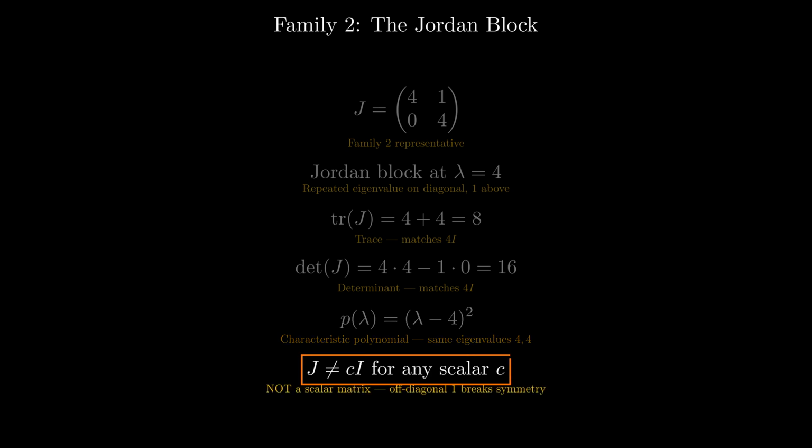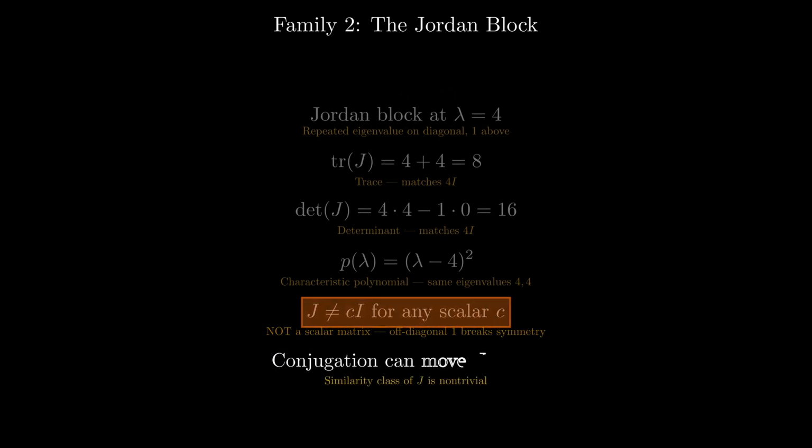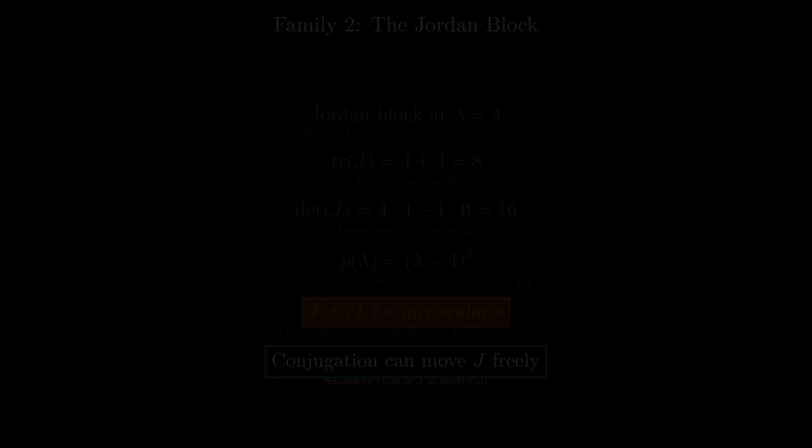But here is the crucial difference. J is not a scalar multiple of the identity. That off-diagonal one breaks the symmetry, and it means the proof we just did for 4I doesn't apply. Conjugation can move J freely, producing a whole family of similar matrices rather than just one. Family 2 isn't just a Jordan block. Let's meet some of its other members.